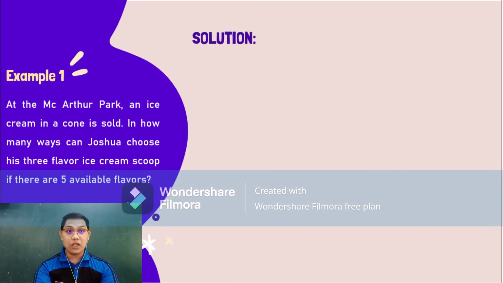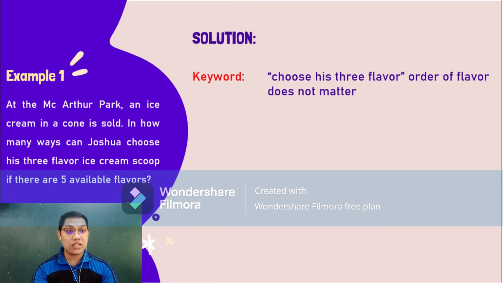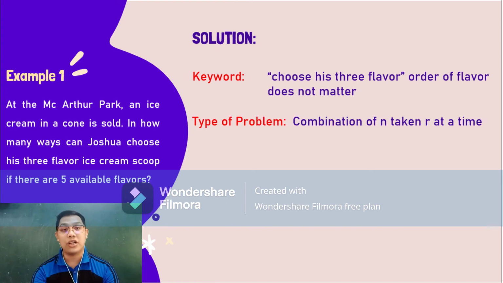For our example number 1, at the MacArthur Park, an ice cream in a cone is sold. In how many ways can Joshua choose his 3-flavor ice cream scoop if there are 5 flavors available? So the keyword here is choose his 3-flavor, meaning the order of flavor does not matter. Therefore, the type of problem is a combination of n taken r at a time.